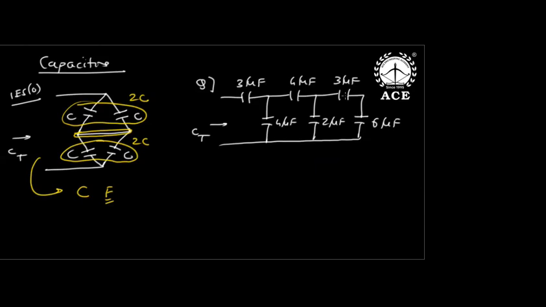See, 3 and 6 in series. How much? 2. 2, 2 in parallel is 4. 4, 4 in series is 2. Okay, let me correct it. This 3 and 6 in series is now 18 by 9, which is 2. Okay, ulta formula. 2 in parallel with 4 gives 4, 4 in series gives 2. Now 2 in parallel with 4 gives 6. Now finally 6 is in series with 3. 2 microfarad is C total. So be careful with the series-parallel formula.